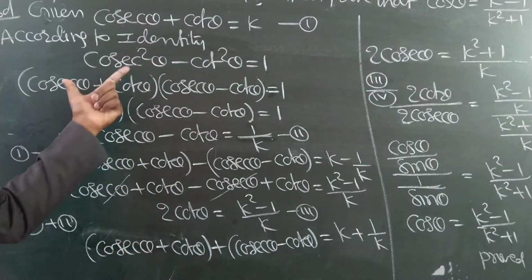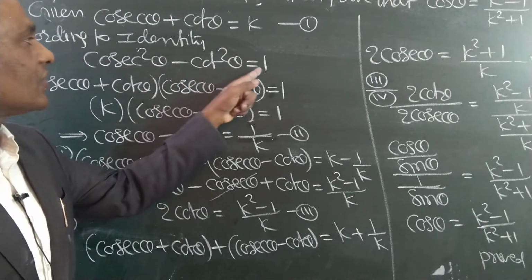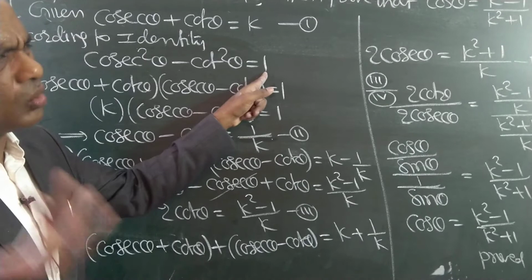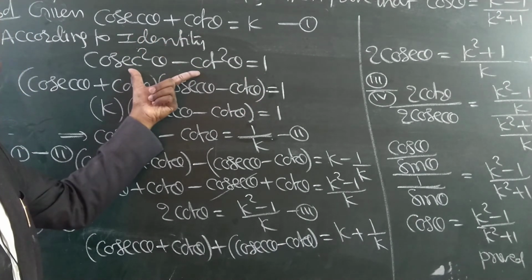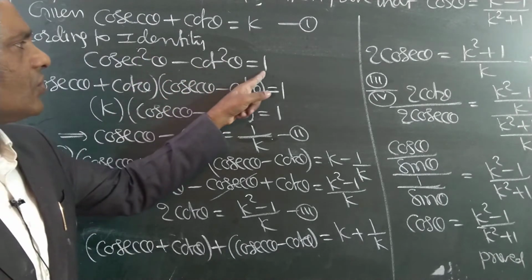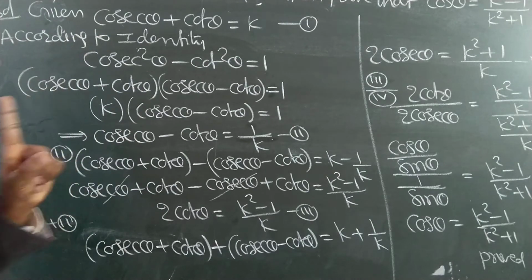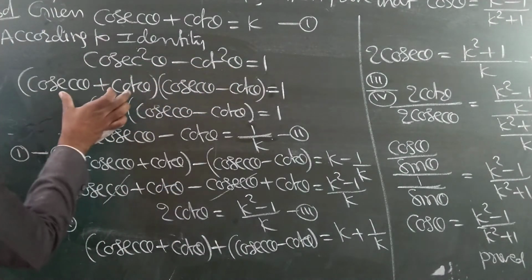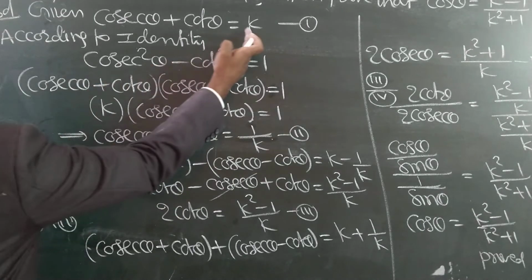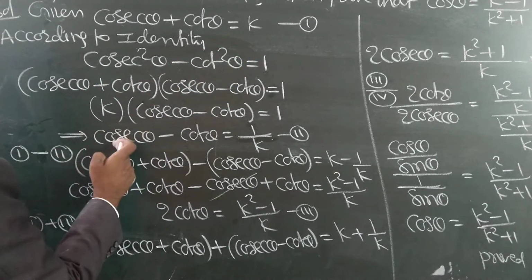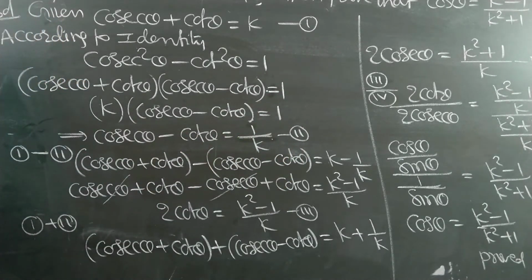First idea is using this identity, cosecant square minus cot square is equal to 1. You know the formula. Because the problem is in cosecant and cot, we can easily get this idea. Cosecant square minus cot square is equal to 1, the identity I used. First step you have to get the idea. After that, a square minus b square is a plus b into a minus b. Cosecant theta plus cot theta is k. Cosecant minus cot is equal to 1 by k. Up to here you will get.